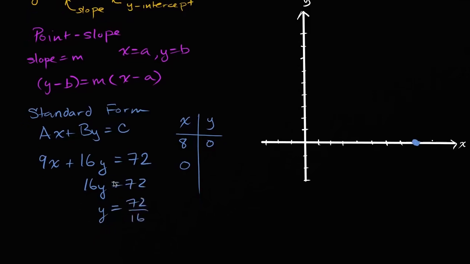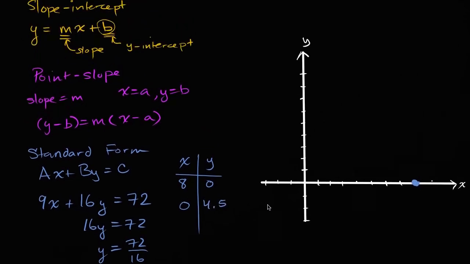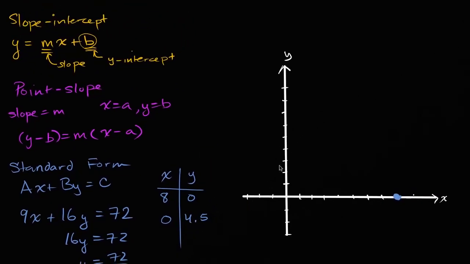And let's see, what is that equal to? That is equal to, let's see, they're both divisible by 8. So that's 9 over 2, or we could say it's 4.5. So when x is 0, y is 4.5. And so we could plot that point as well. X is 0, y is 1, 2, 3, 4.5.